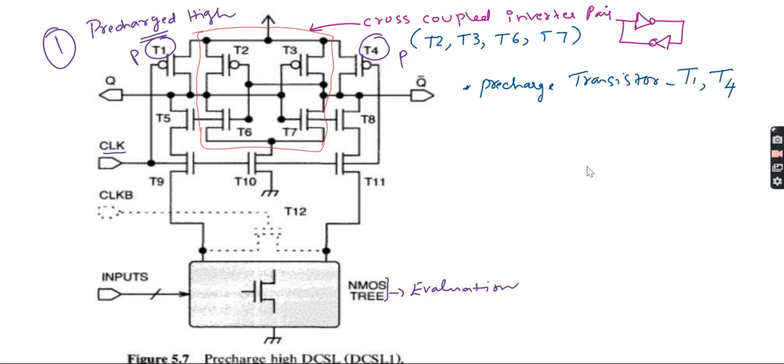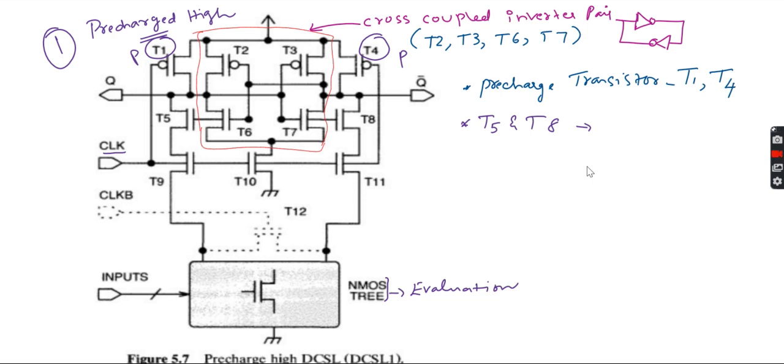It's connecting to the clock. You can see this. The T1 is connected to the clock. The same clock you can see here, it's going over there and is connected to T4. So the pre-charge transistors are T1 and T4. Now next you can see that T5 and T8, the transistors T5 and T8.